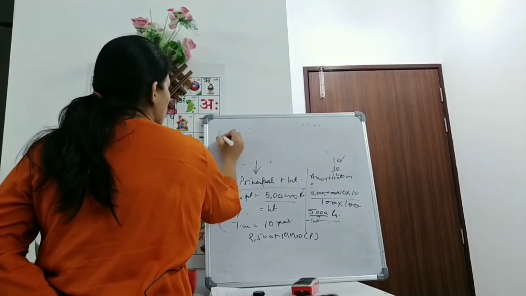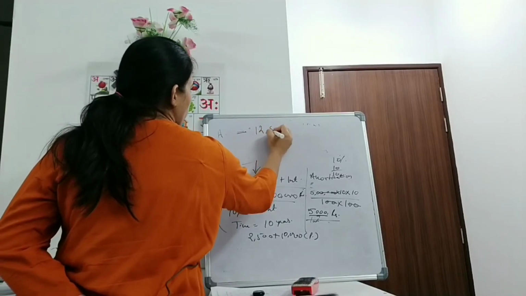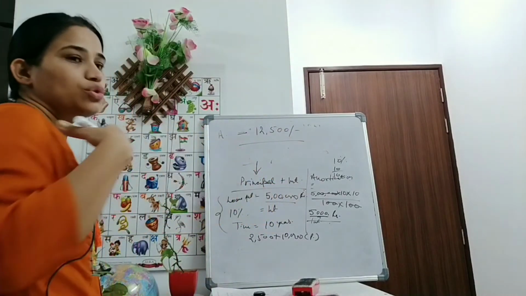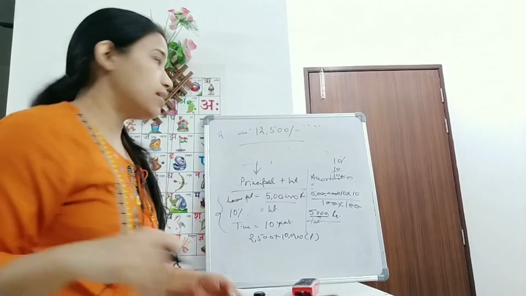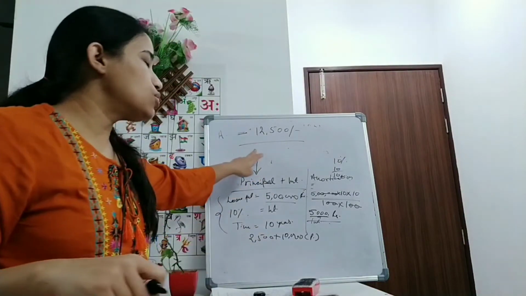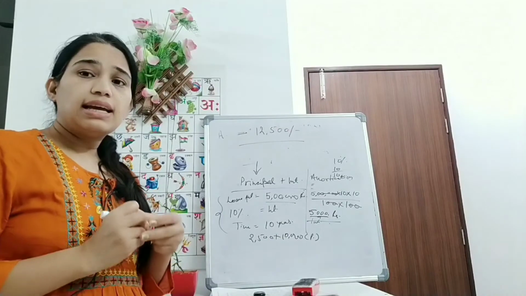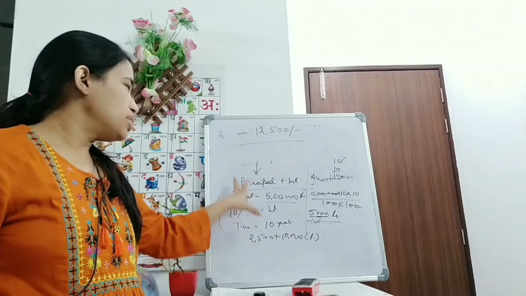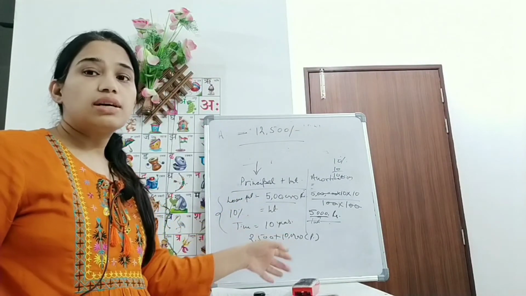So the amortization amount will be 12,500 rupees, which a company is going to repay to the creditor every year. So it is to make an installment. Just like an installment, the company is deciding an installment to repay the loan every year. So this is the term amortization and how it applies to the term loan.